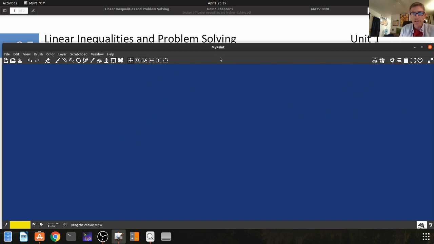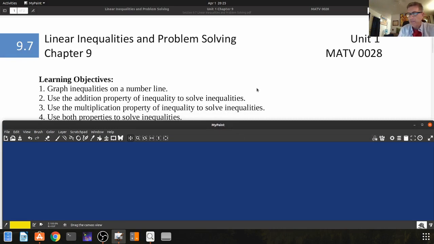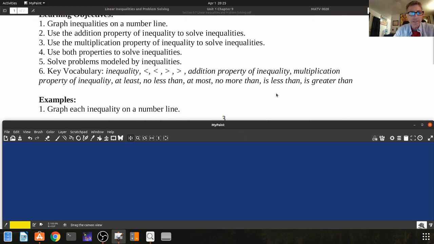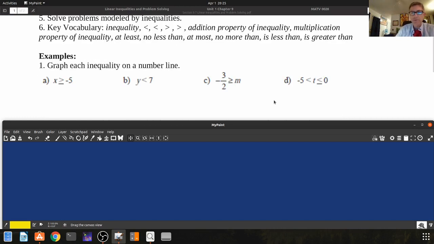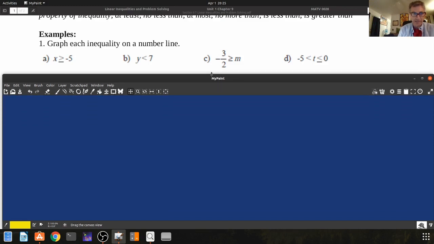So let's go and solve a problem. It'll probably be the easiest way, just to look at a particular problem and start solving it. Our first example is we're going to graph inequalities. So these aren't equalities, but inequalities. The first one we're going to do, which is A, states x is greater than or equal to minus 5.